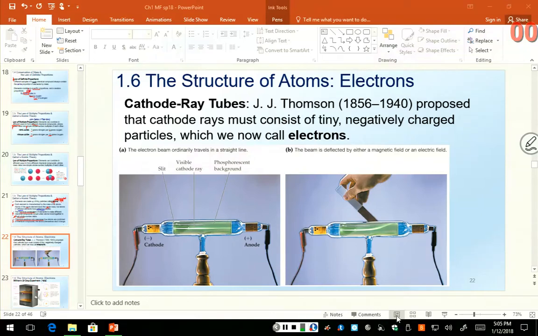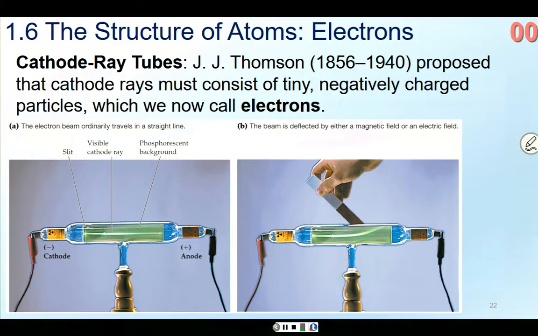All right, time for a discussion of the structure of atoms, starting with electrons. This again largely originates in a historical discussion. Back in the 1800s, a fellow by the name of J.J. Thomson was experimenting with cathode ray tubes.